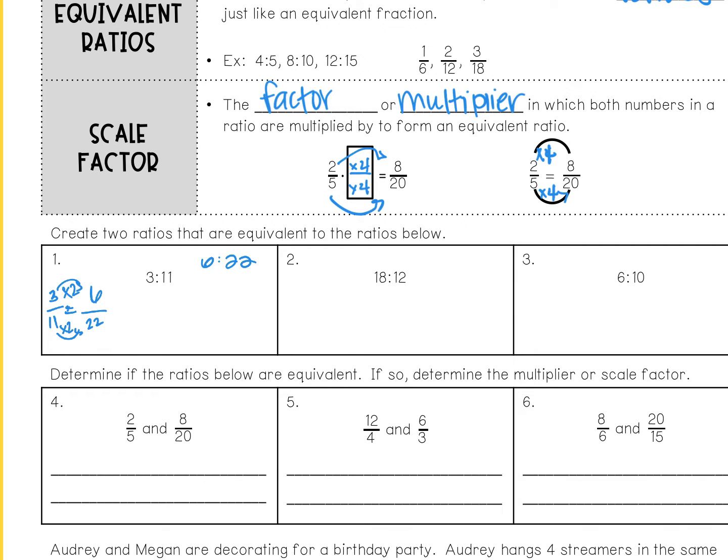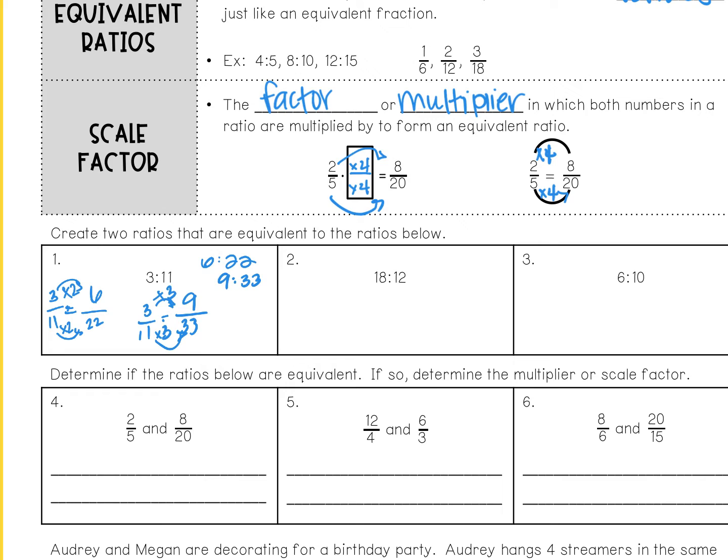And now I'm going to multiply 3/11. I'm going to take it, multiply my numerator by 3. 3 times 3 is 9. If I do it to the top, I have to do it to the bottom. And 11 times 3 is 33. So my next equivalent ratio is 9 to 33.